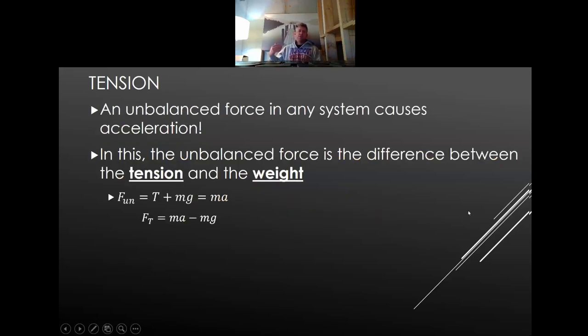Okay? So when we have tension, what we're going to see is that an unbalanced force in any system causes acceleration. That was Newton's second law. So if we see that concept of an unbalanced force, a push or a pull, if you start to slow down, guess what? You have to apply force. If you squeeze that brake handle on the bike, you're going to squeeze the two pads together onto the actual wheel of the bike. That's going to create a force.